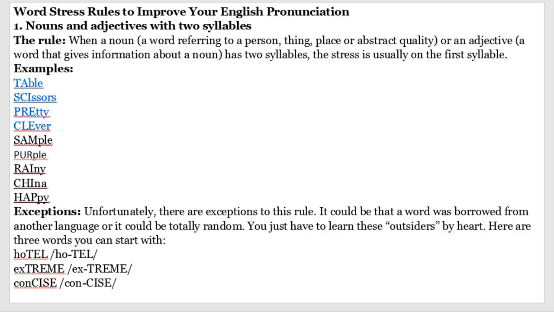Exceptions. Unfortunately, there are exceptions to this rule. It could be that a word was borrowed from another language, or it could be totally random. You just have to learn these outsiders by heart. Here are 3 words you can start with. Hotel, extreme, concise.